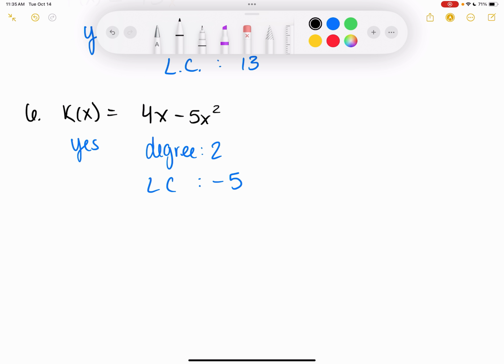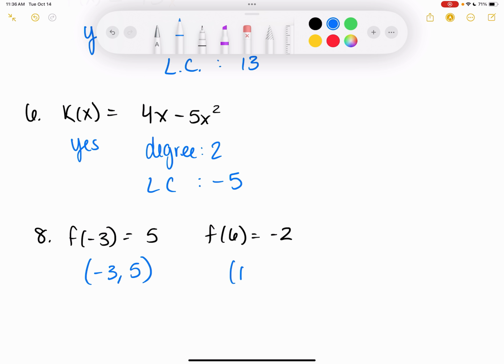Write an equation for the linear function f satisfying the given conditions. Number 8. F of -3 is equal to 5 and f of 6 is equal to -2. So I need to look at these as points, like xy coordinates, so that I can find my slope and then write an equation of a line in slope-intercept form. So this point is -3, 5, because f of x equals y, and then over here, 6, -2.